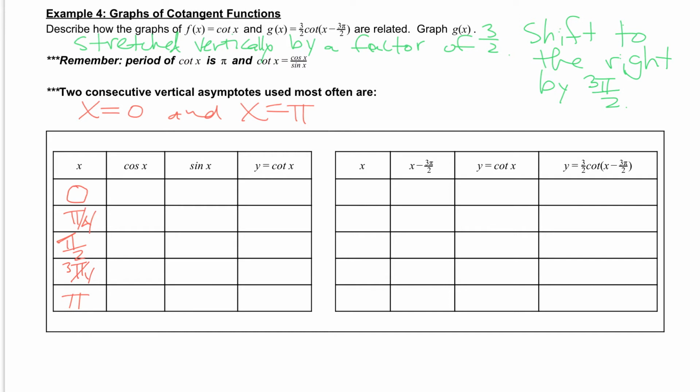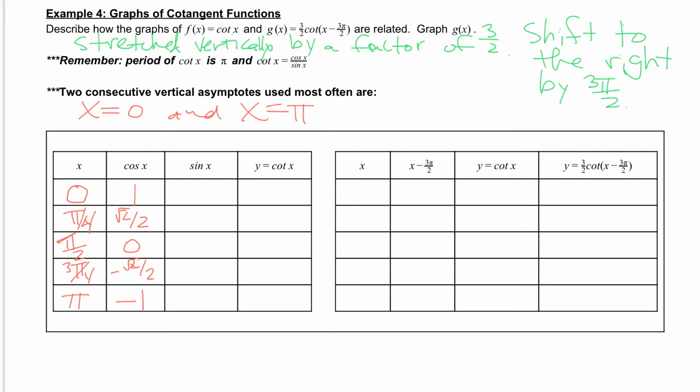Then what we want to do is evaluate the cosine at these x values. So the cosine of 0, using the unit circle, is 1. Cosine of pi over 4 is the square root of 2 over 2. The cosine of pi over 2 is 0. The cosine of 3 pi over 4 is negative square root of 2 over 2. And the cosine of pi is negative 1. If you have questions about how to get any of these, please let me know. And again, we're using the unit circle to figure those out.